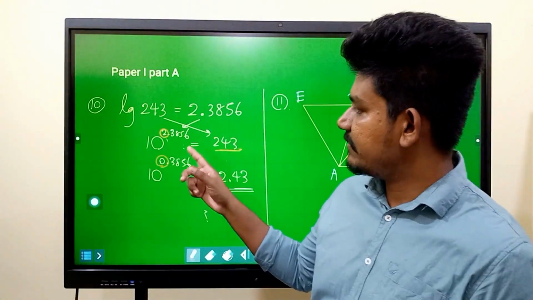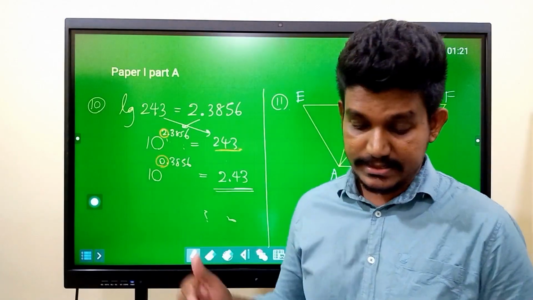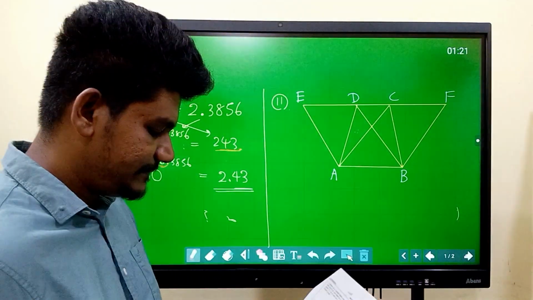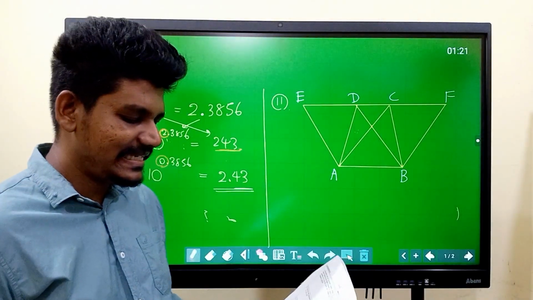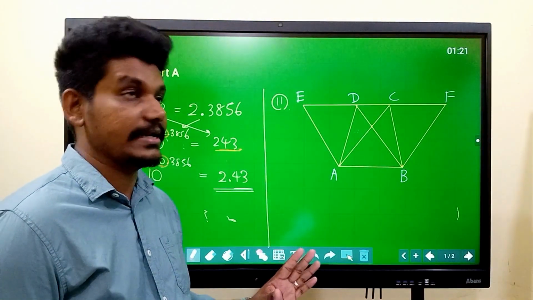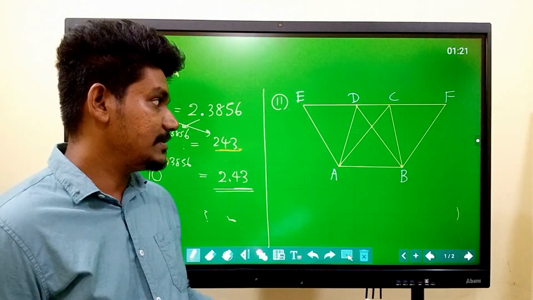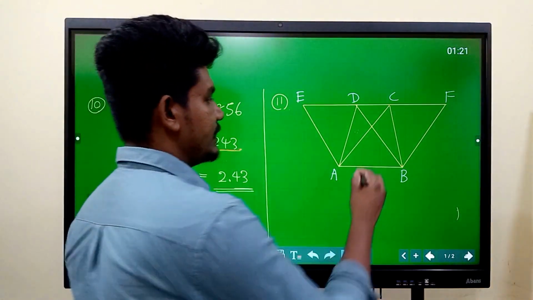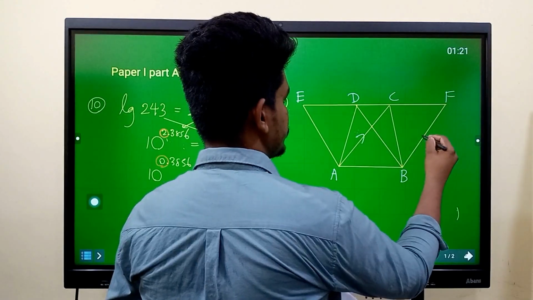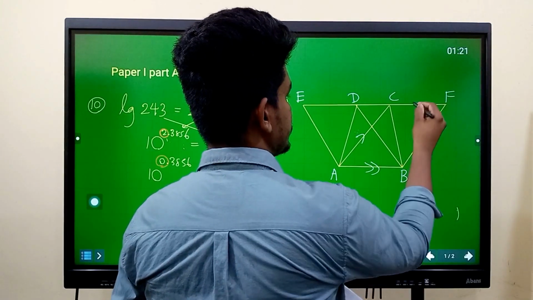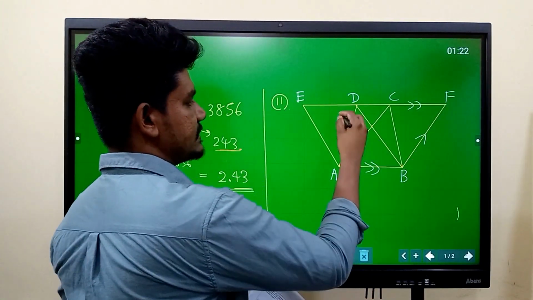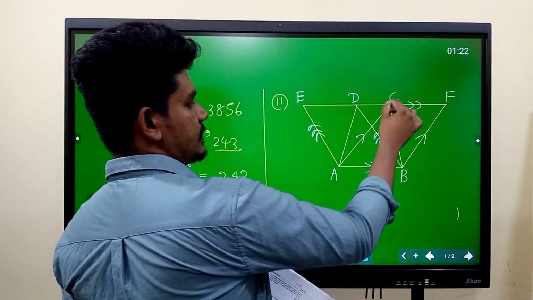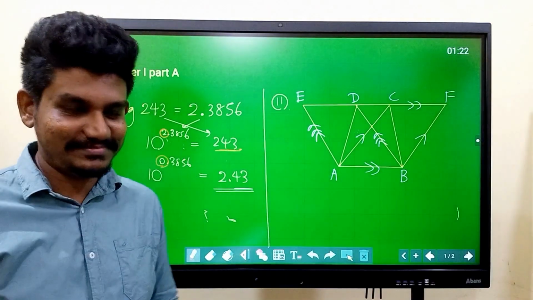Right, then for the 10th question, we give 2 marks, right? Then the 11th one, there's a figure given. In the given figure, ABDE and ABFC are parallelograms. If they are parallelograms, the opposite sides are equal and parallel. Then by marking them, let me show you, these 2 lines are parallel. These 2 lines are also parallel, it's a parallelogram. And this is another parallelogram. These 2 sides are parallel. These 2 sides are already parallel.